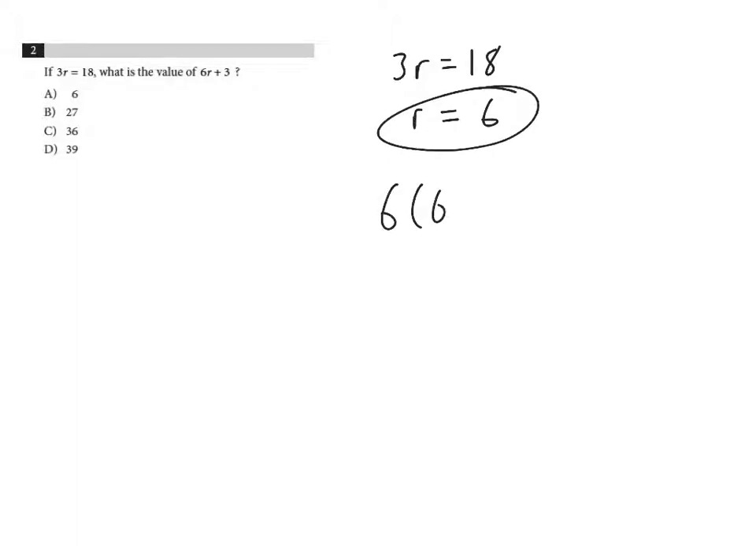Alright, number 2. If 3r equals 18, what is the value of 6r plus 3? Okay, well, we need to figure out what r is. So 3r equals 18, divide both sides by 3, r is 6. Well, if r is 6, then we just substitute that into the second expression. We get 36 plus 3, 39.